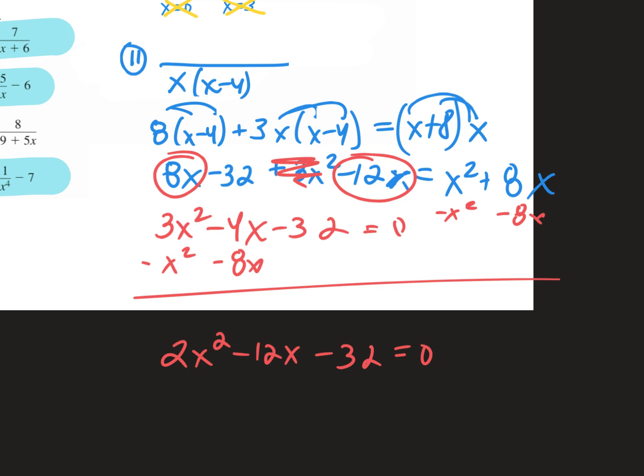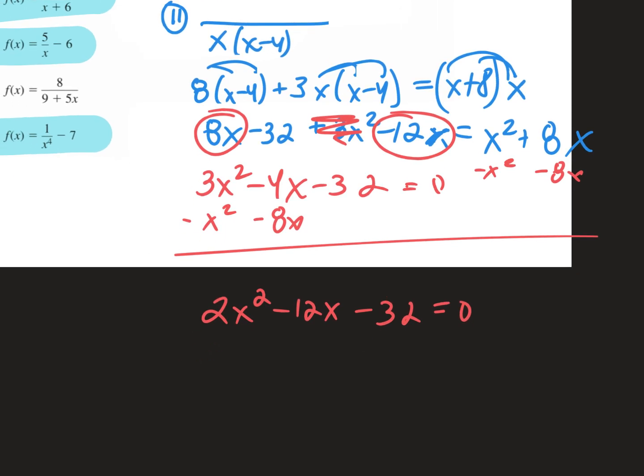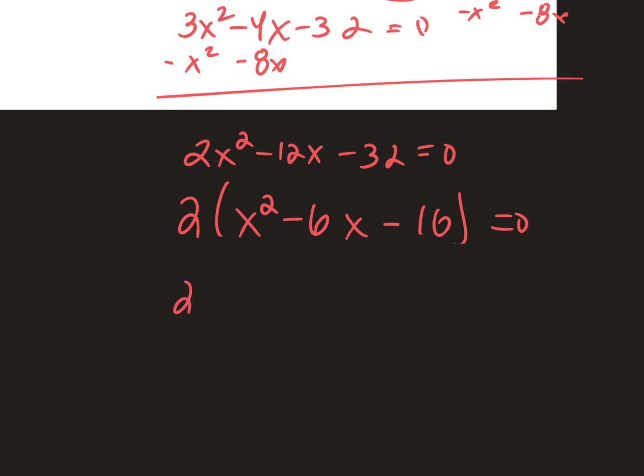When I factor this, what do you see immediately they all have in common? They all have a 2. So I have x squared minus 6x minus what? 16. Can I factor that? Factors of 16 that multiply to give me 16 but add to give me negative 6. What's going to multiply? I have 1 and 16, 2 and 8, 4 and 4. So minus 8 and plus 2.